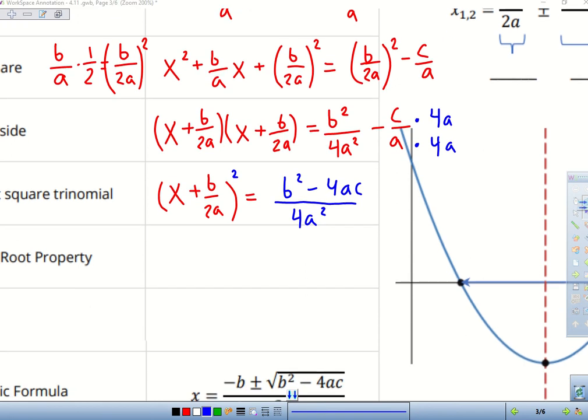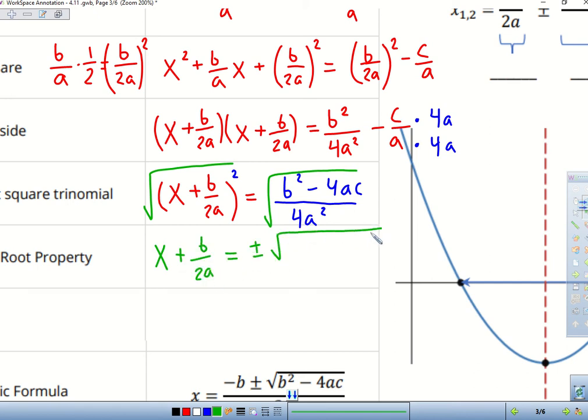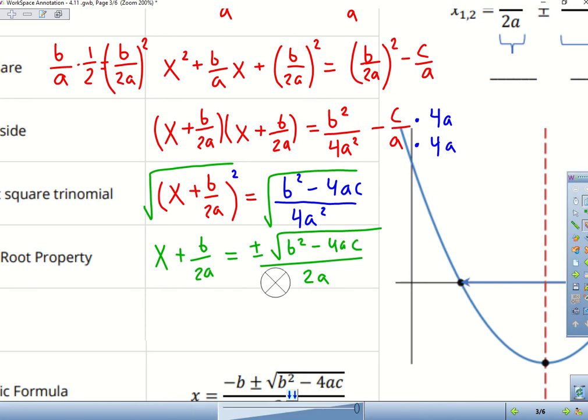And then the last step of completing the square is to take the square root of both sides. Over here I get x plus b over 2a. And over here I get plus or minus the square root of the numerator over 2a, which is the square root of 4a squared.